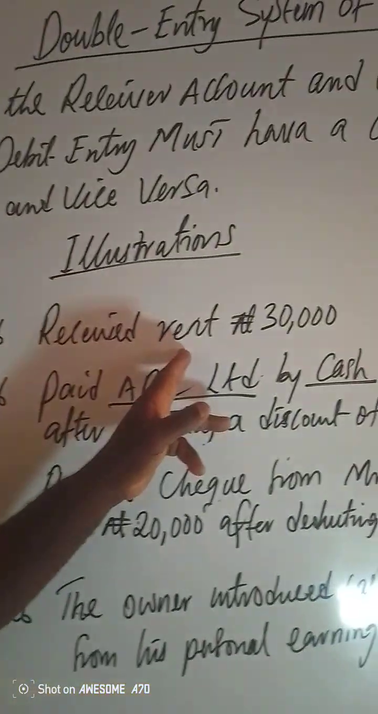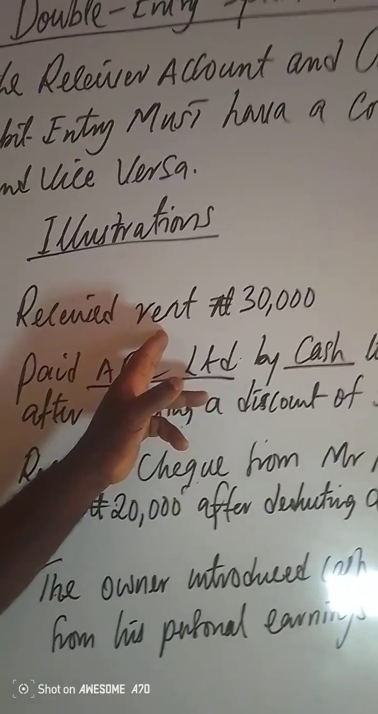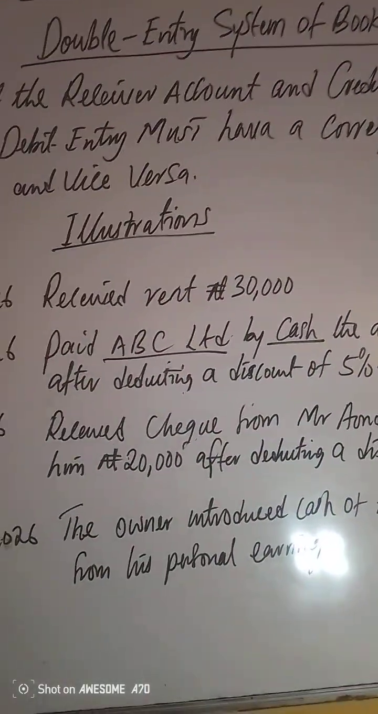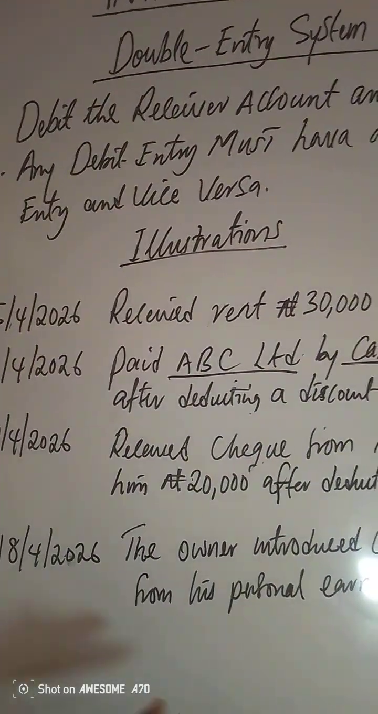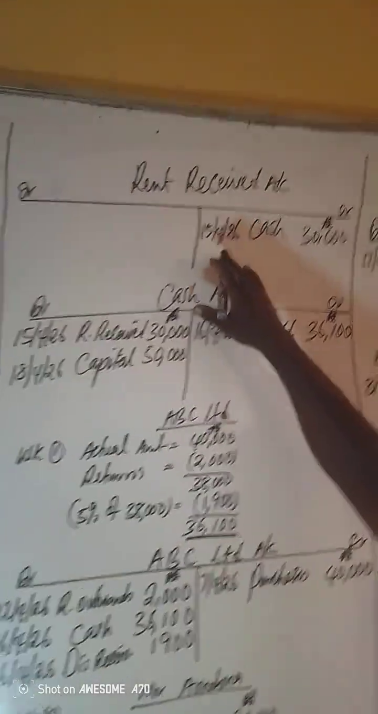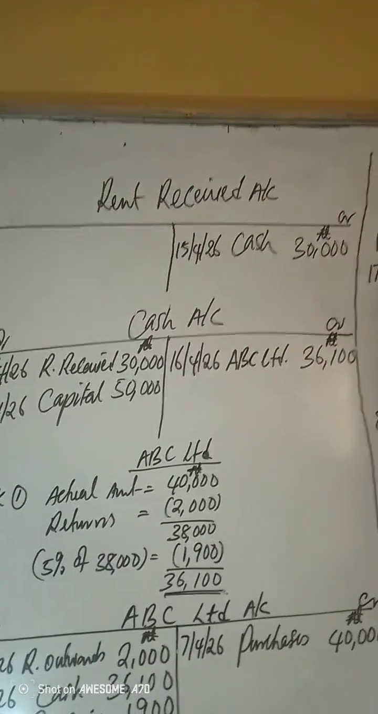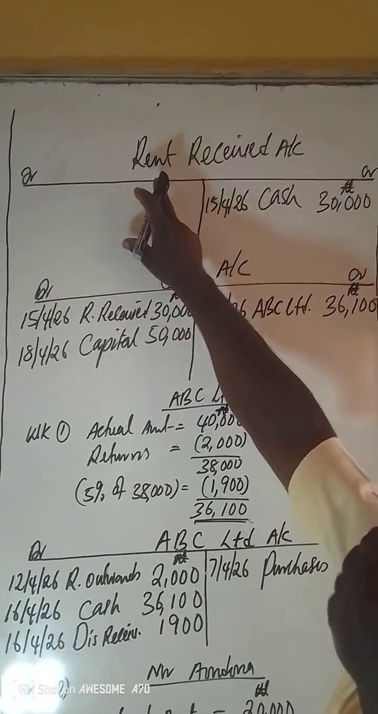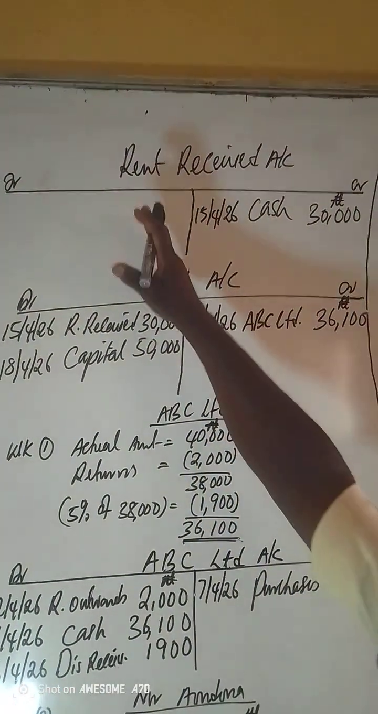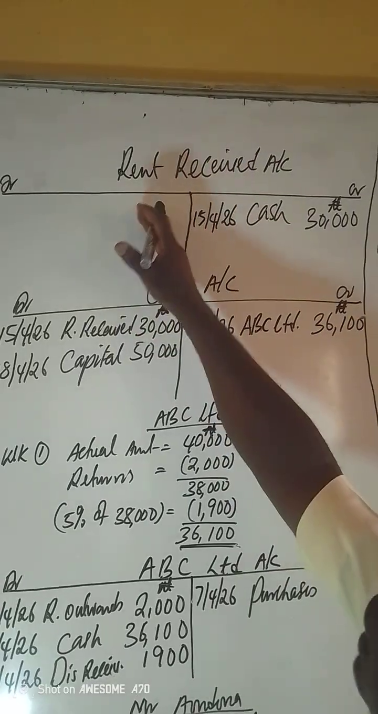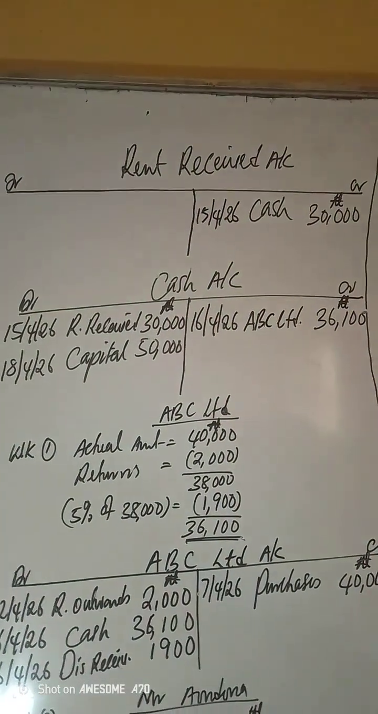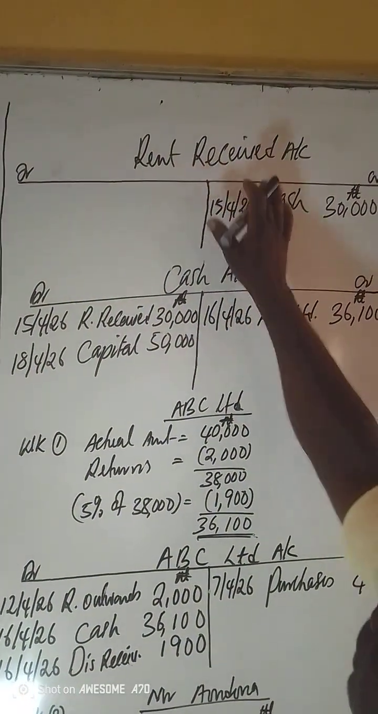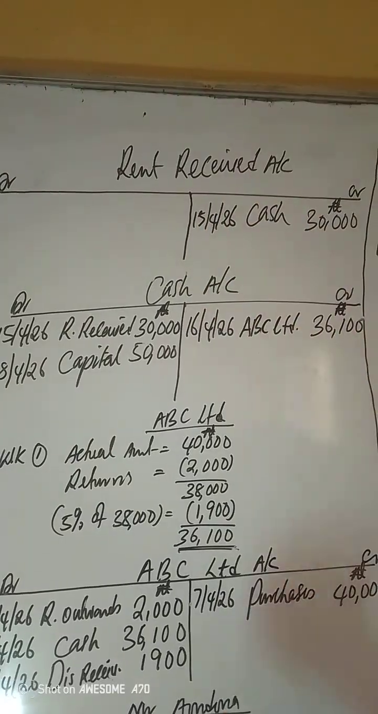Rent received becomes the giver account, while cash becomes the receiver account. So how can we post using the principle? We now say that rent received account becomes the giver account. Please don't open rent account. You must say rent received account, because most learners open rent account. If you open rent account, it sounds like an expenses account. So you must attach the word received to qualify it to become income.